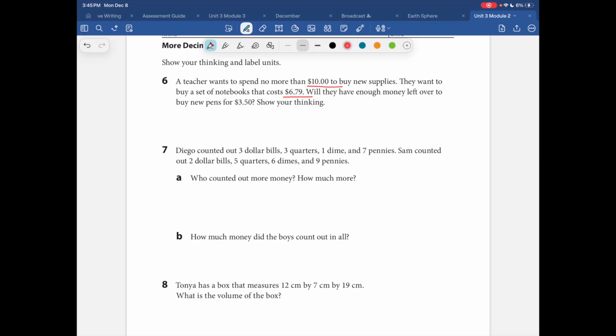So once they spend this amount of money for the notebooks, do they have enough for new pens? So do they have more or less than $3.50? In your answer, you should either write yes or no. Do not forget to do that after getting your answer. So thinking about what this equation would look like if I have $10 and I'm spending a certain amount of money, am I adding, subtracting, multiplying, or dividing?